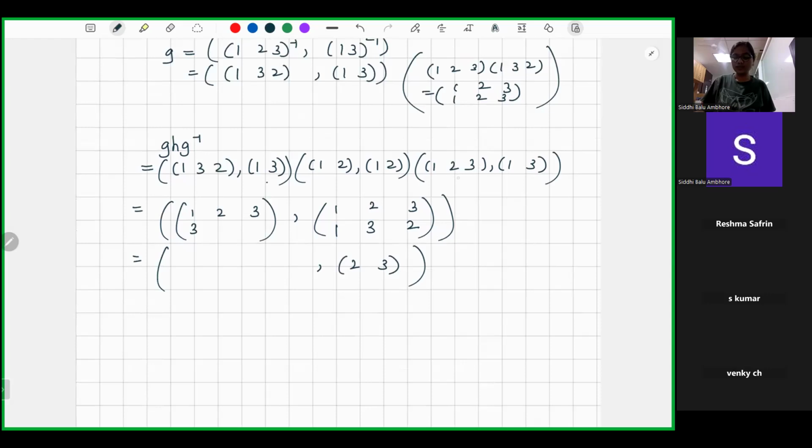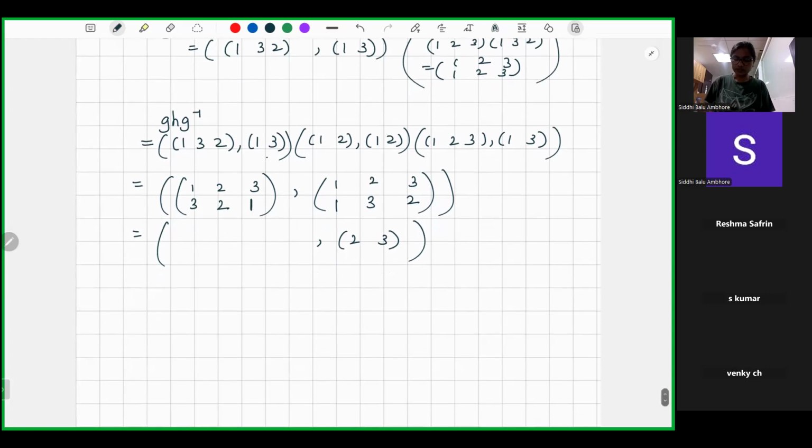1 goes to 2 here, 2 goes to 1, and here 1 goes to 3. And now for 2, 2 goes to 3 here, 3 goes to 3, 3 goes to 2. And now 1 goes to 3. No, no, we want 3. 3 goes to 1, 1 goes to 2, and 2 goes to 1. So I have this. So now this transposition is 1, 3.